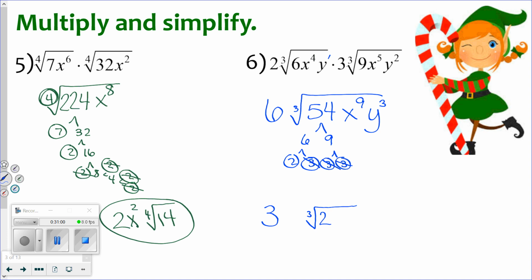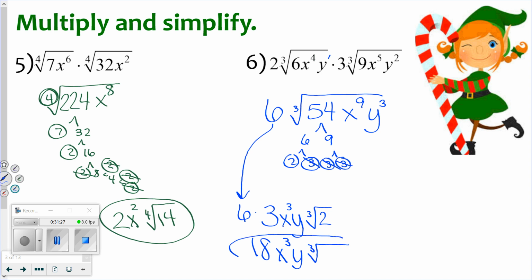All right, groups of 3 from my x's. How many groups of 3 can I take from there? I can take 3 groups. Any leftovers? Nope. Groups of 3 from my y's? 1. Any leftovers? Nope. And then she was correct. There is still that 6 that's out front, which is going to give me 18 x to the third y times the cubed root of 2.